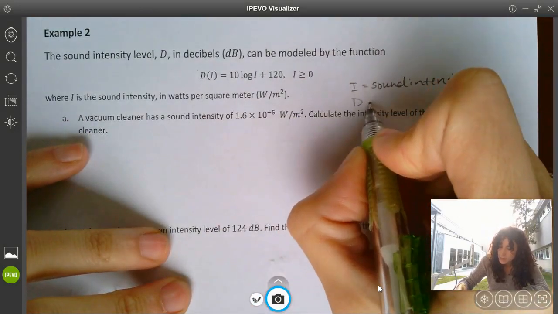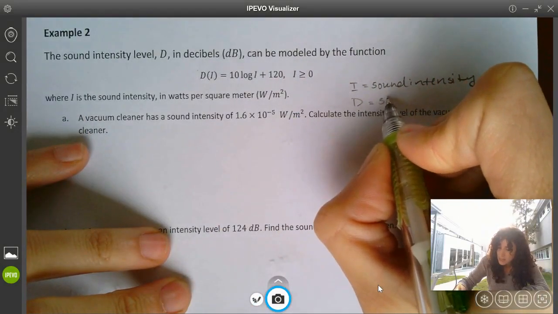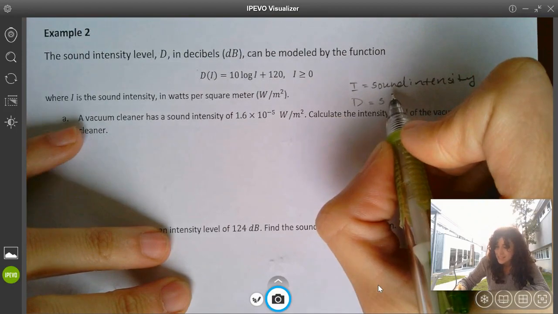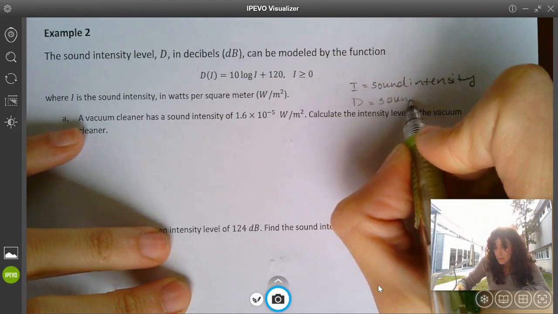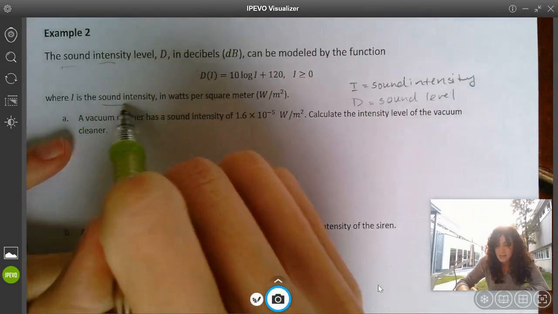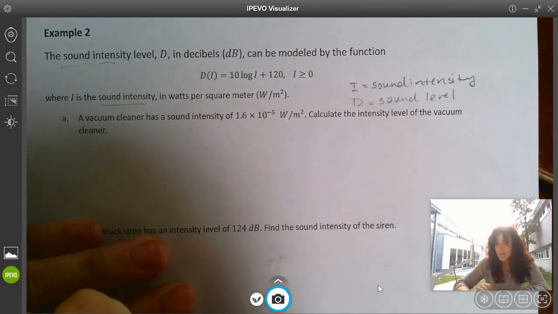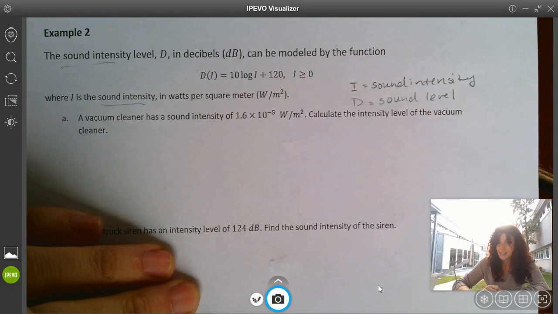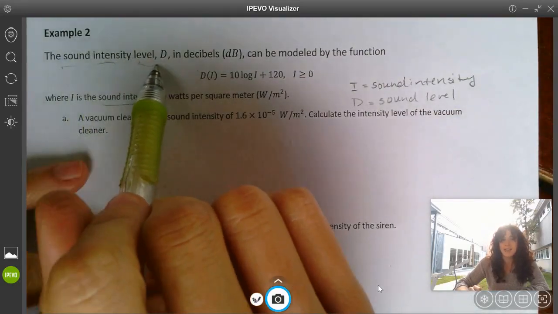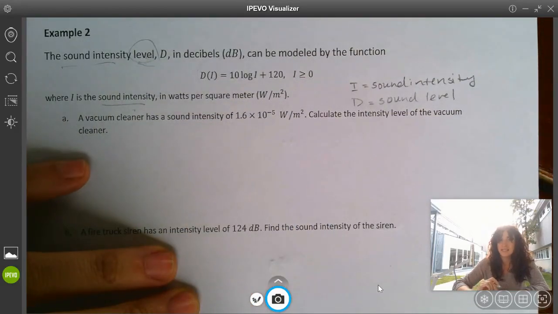D is the sound intensity level. So I'm going to say sound level. Notice I had to pause and read it because it says sound intensity, sound intensity. I'm like, wait a minute, they're the same thing. But I know that I wrote these correctly, so I know that that is what it says. And so what's the difference? It's the level as opposed to the intensity.